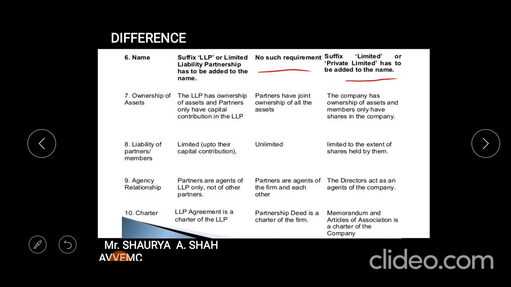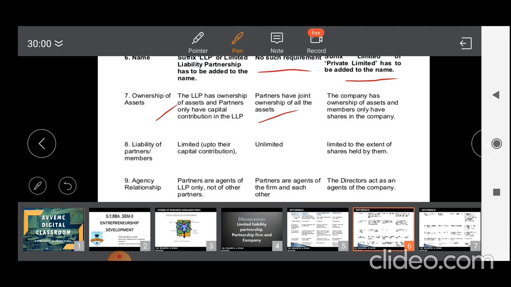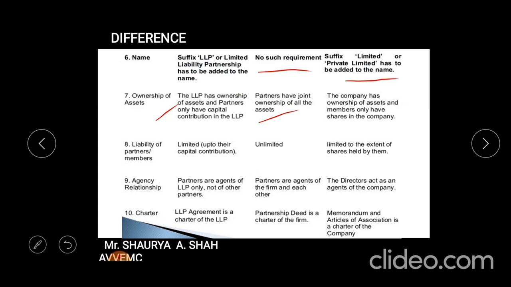Ownership of assets. Here, LLP has ownership of assets and partners only have capital contribution in LLP. In partnership firm, they have joint ownership. So at a time when the partnership firm closes down or if they want to sell the assets, then partners can easily do it. Next, the company has ownership of assets and members only have the shares in the company. As I told in the last lecture also, company is an artificial person created by law. So all the property which is purchased is in the name of the company only.